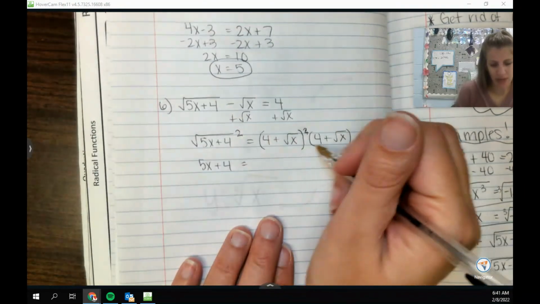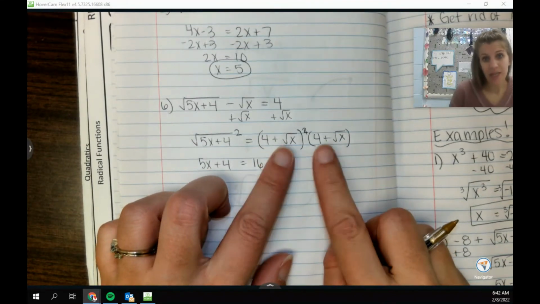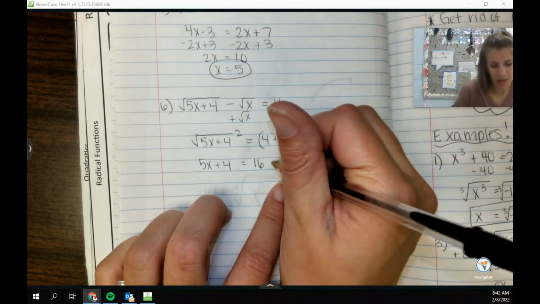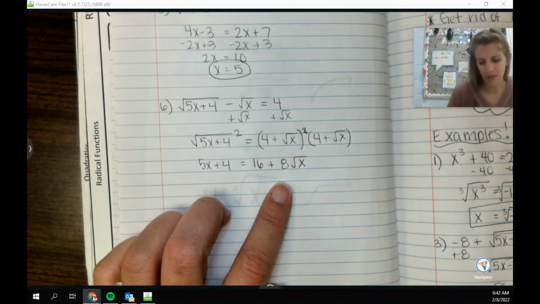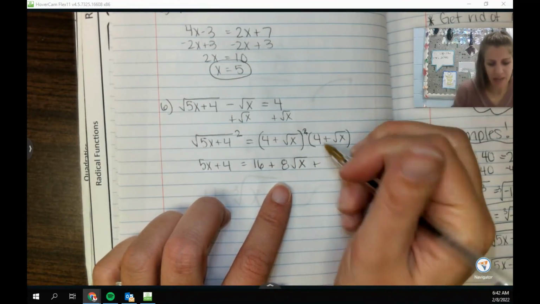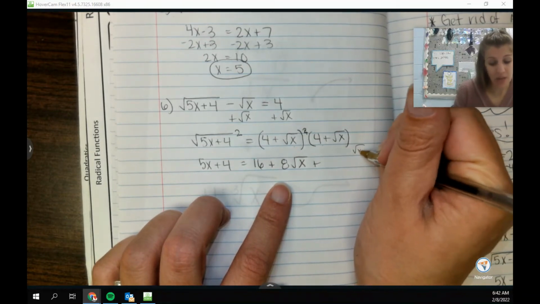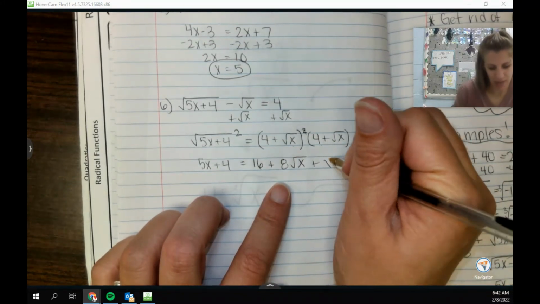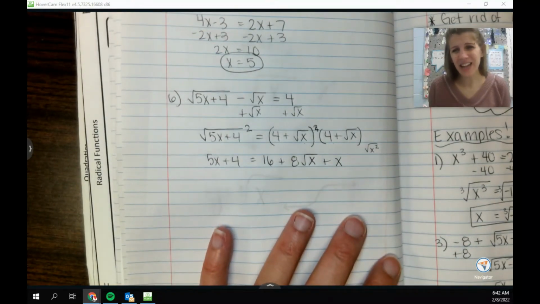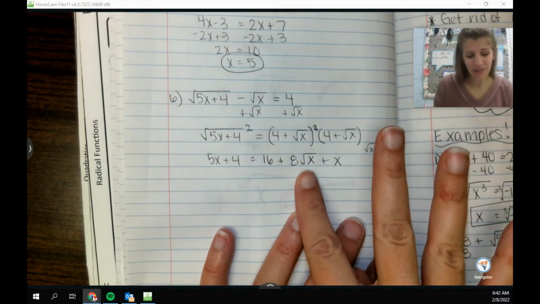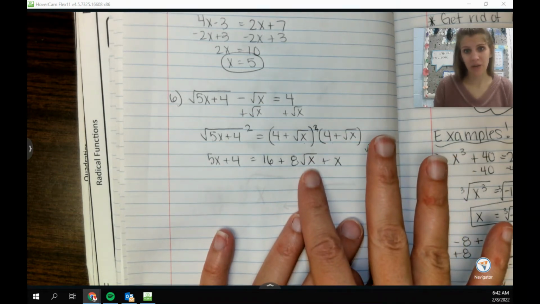So if we FOIL, we'd have 4 times 4, so 16. Outer will be 4x. Inner is also 4x, so 8 root x. And then last will be root x times root x, which is root x squared, which is just x. So we kind of got out of our predicament, but we still have a square root.